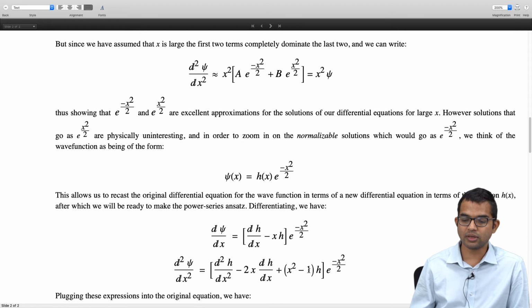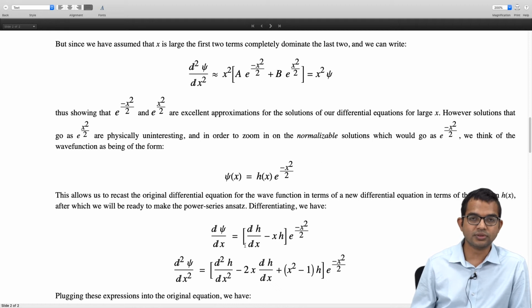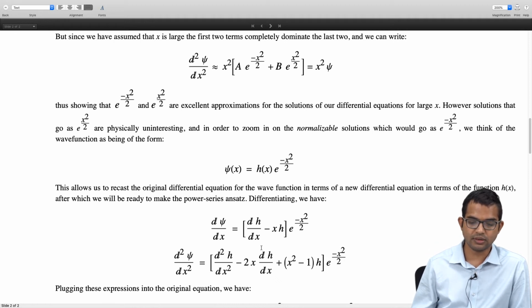And then you also have a minus h. If you take a derivative with respect to x, that will give you just h times e to the minus x squared by 2. If you take a derivative of e to the minus x squared by 2, that will give you x, so that will become x squared minus 1, right? So you can convince yourself that indeed this is the first derivative and second derivative.